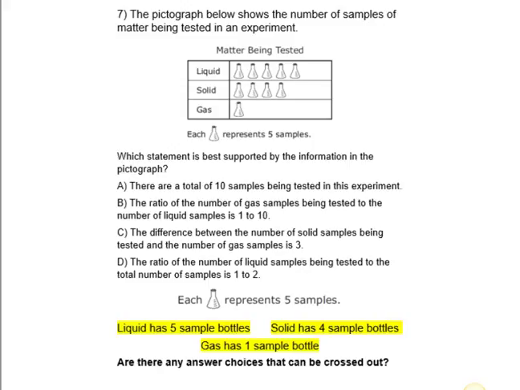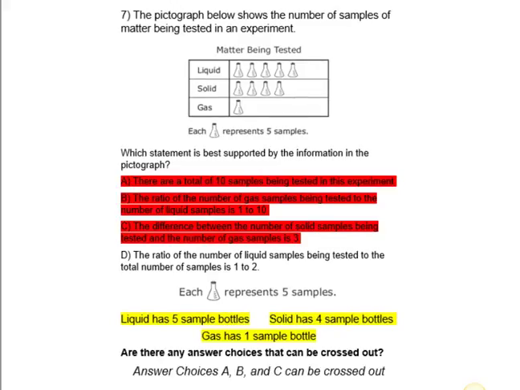Are there any answer choices we can cross out? Let's take a look. So for answers A, B, and C, we can cross those out. A says there are a total of 10 sample bottles being tested in this experiment, which is incorrect because we know that each sample bottle is equal to 5 samples. So actually there are 50 samples being tested in this experiment. Okay, 5 for gas, and then 10, 15, 20, 25. That includes solid. And then when we add on liquid, that's 30, 35, 40, 45, 50. So there are 50 samples in this experiment.